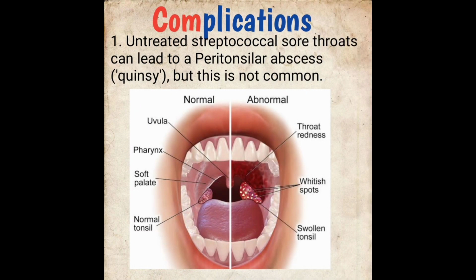Complications. 1. Untreated streptococcal sore throat can lead to peritonsillar abscesses, but this is not common. When you look at the area labeled, you can see the tonsil is the one containing the white spot. That's the peritonsillar abscess.